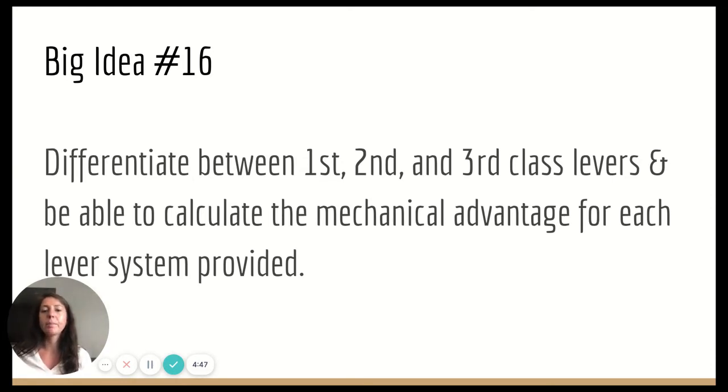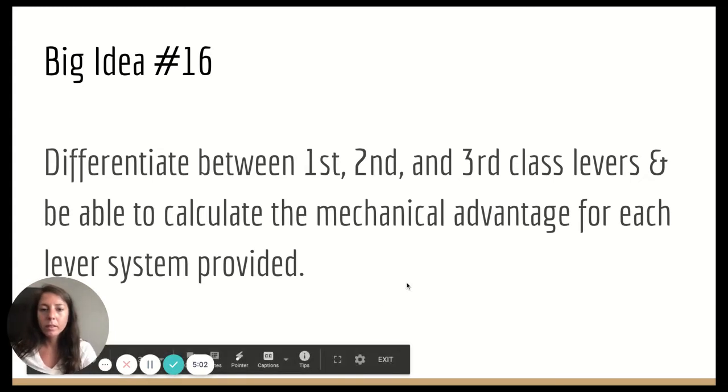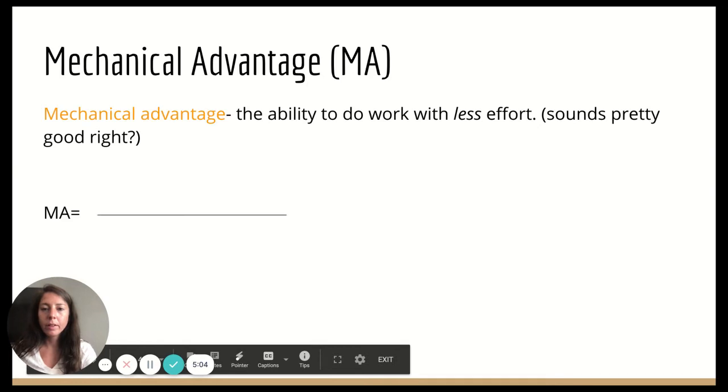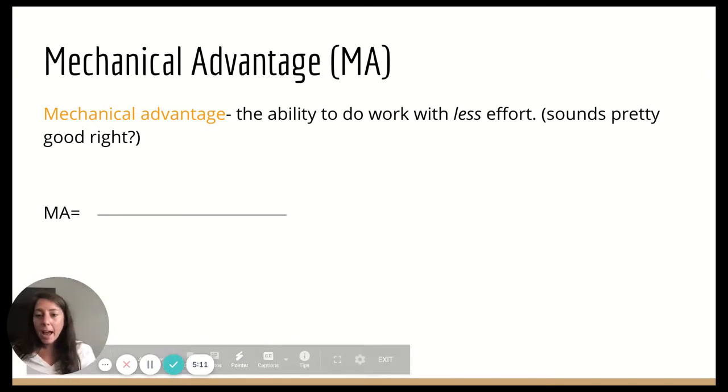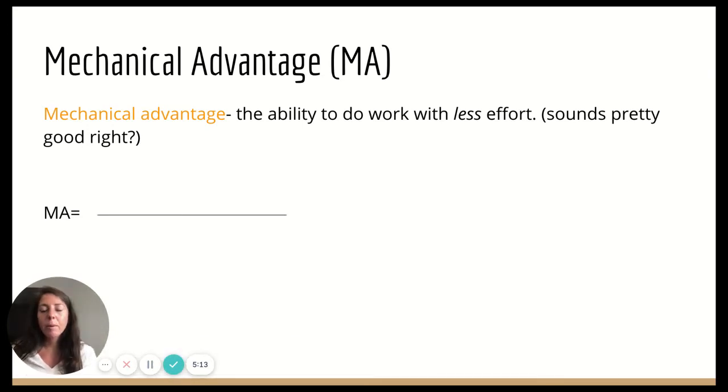Once we can differentiate between these levers, and a way in which we can do so is by calculating the mechanical advantage for each lever system provided. So we'll look at what mechanical advantage is in here and a little equation for that as well. So starting off with mechanical advantage, when we're looking at a lever system, we want to calculate, does it have a mechanical advantage? And what mechanical advantage is the ability to do work with less effort.